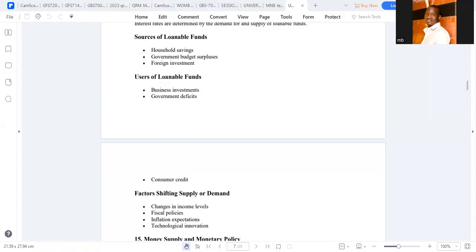Government deficits are also another significant user of loanable funds, especially when they want to run budget deficits. A budget deficit occurs when expenditure exceeds revenues. So they'll be forced to do what? To borrow. When they borrow, government will use bond issuance to make funds available for infrastructure development. So these are the two main ones. Consumer credit also is another source, right?